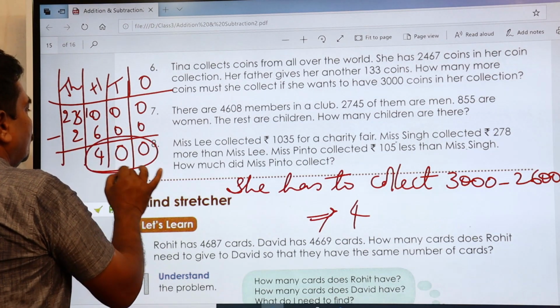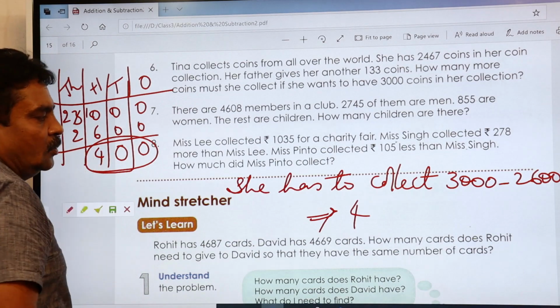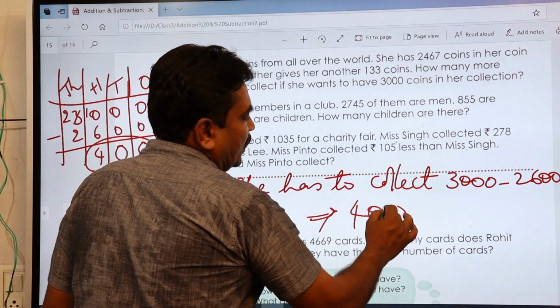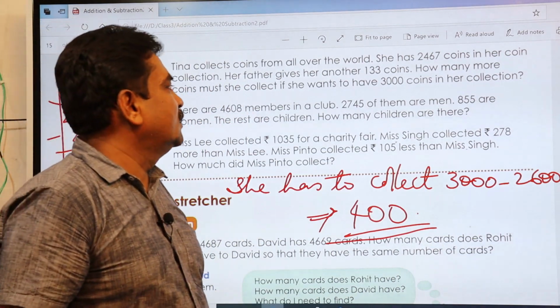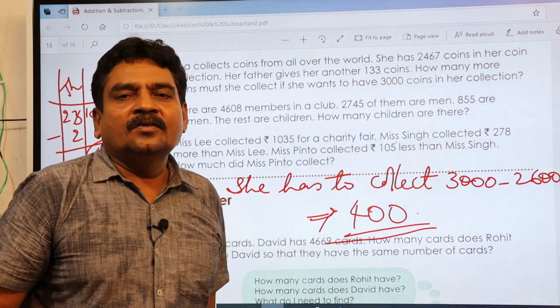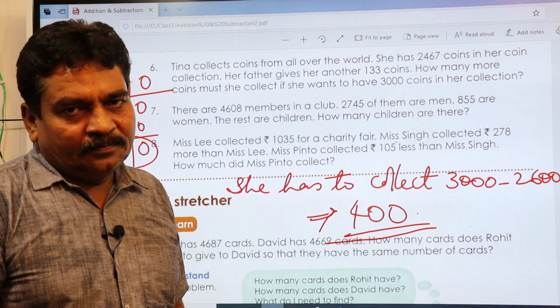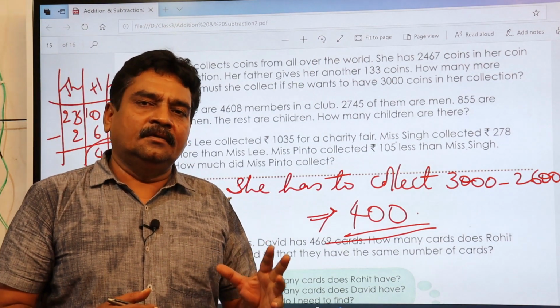So answer is 400 because 2 minus 2 is 0. So answer is 400. So she has to collect 400 more coins to make 3000 coins. Hope you people have understood this.